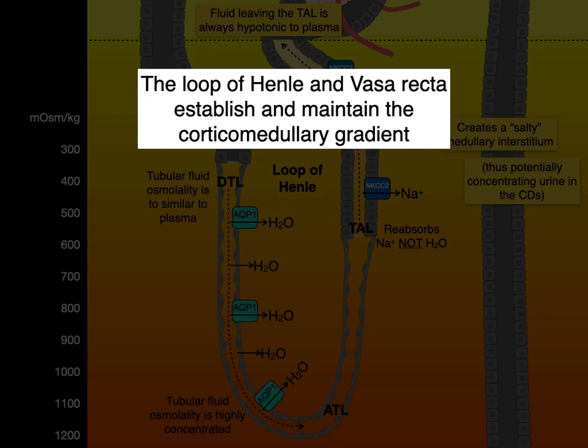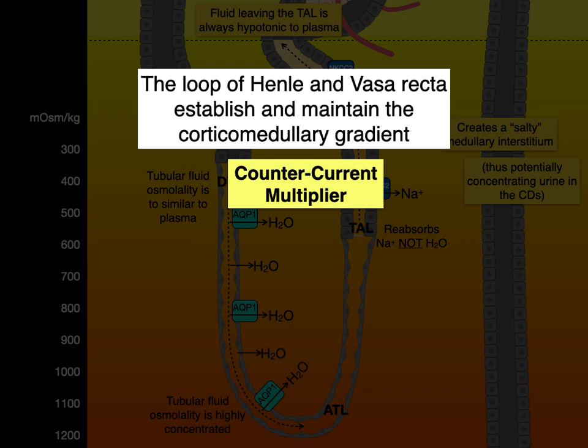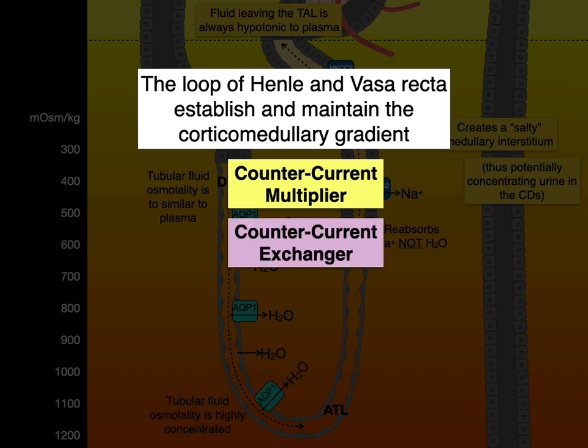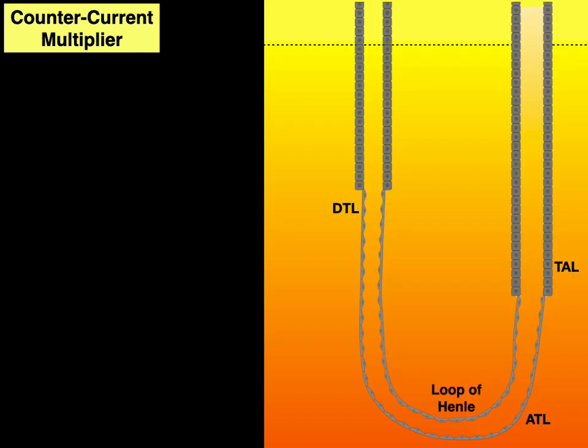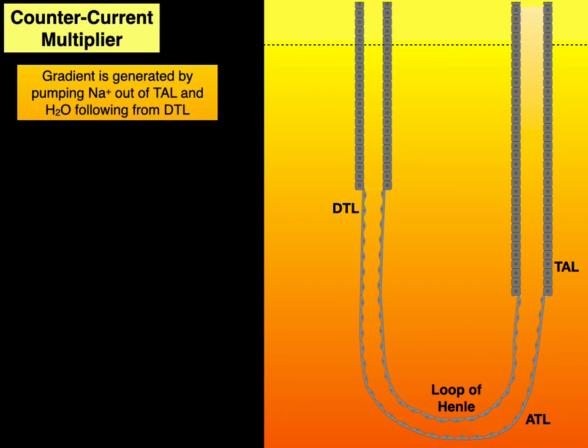But we don't end there, because the loop of Henle and its associated vasa recta establish and maintain this cortical medullary gradient through two processes, the countercurrent multiplier and the countercurrent exchanger. So I'm going to do just a little overview of that. What is the countercurrent multiplier? It's the process used by the loop of Henle to create this cortical medullary gradient. The gradient is generated by pumping sodium out of the thick ascending limb and then water following that sodium from the descending thin limb.